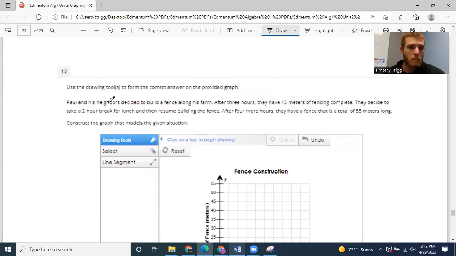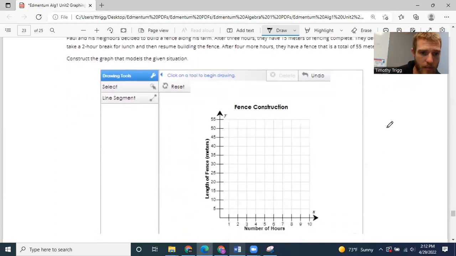Okay. Paul and his neighbors decided to build a fence along his farm. After 3 hours, they have 15 meters of fence complete. They decide to take a 2-hour break for lunch and then resume building the fence. After 4 more hours, they have a fence that is a total of 55 meters long. Construct the graph that models the given situation.